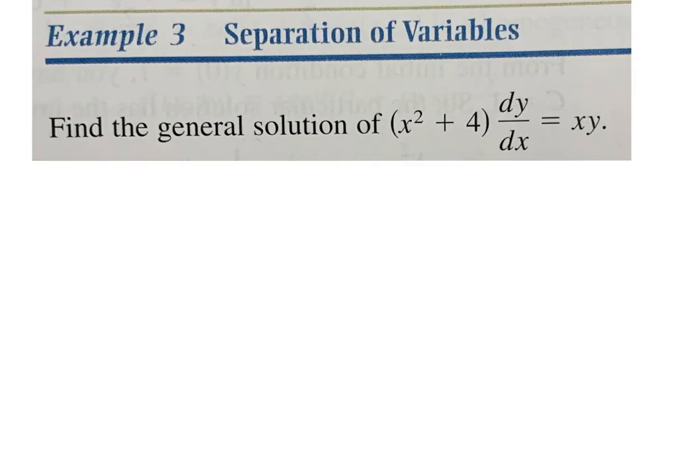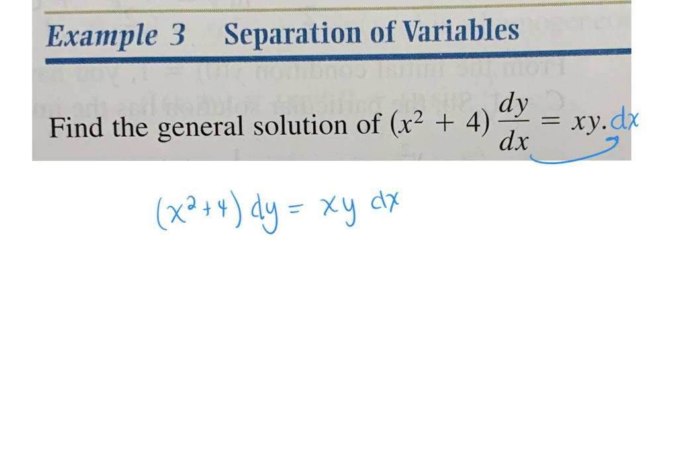So let's look at this first one. Find the general solution of this guy right here. All right, so you want to put your x's on the side where you can multiply by the dx, and then you want to put your y's on the other side, wherever your dy dx may be. All right, in this case, I would have to move my dx over here, right? So I would have x squared plus 4 dy equals xy dx.